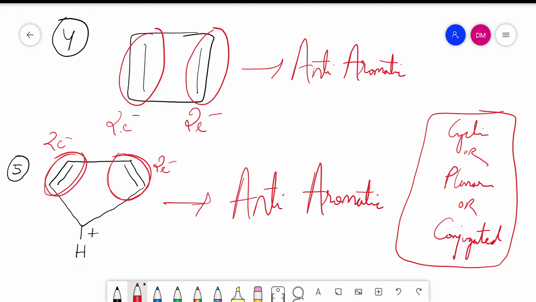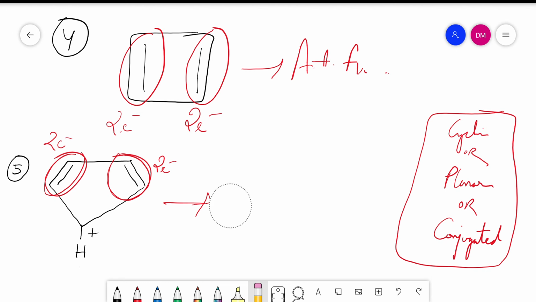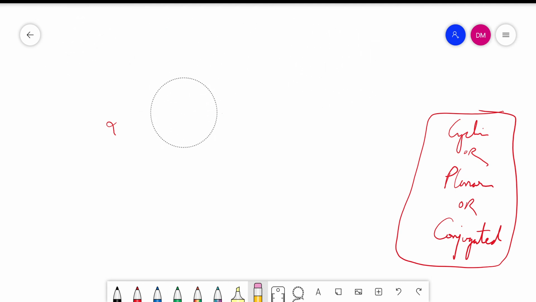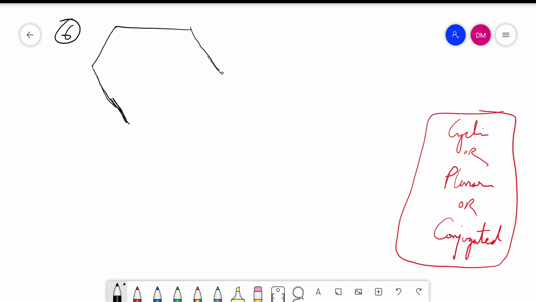Then let's erase this and move to question number 6. You can pause or reverse the video and take a screenshot or note it down in your copy or whatever of your choice. So now let's move to question number 6. Question number 6 is something like this. Here hydrogen is extended with two lone pairs and a negative sign. And here one pi bond and here one pi bond.